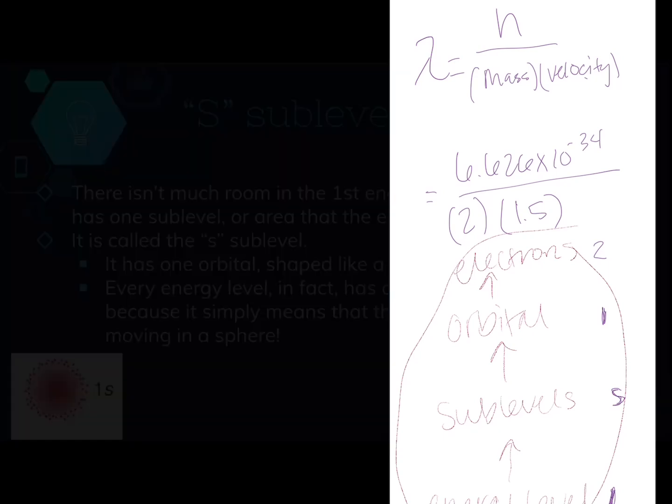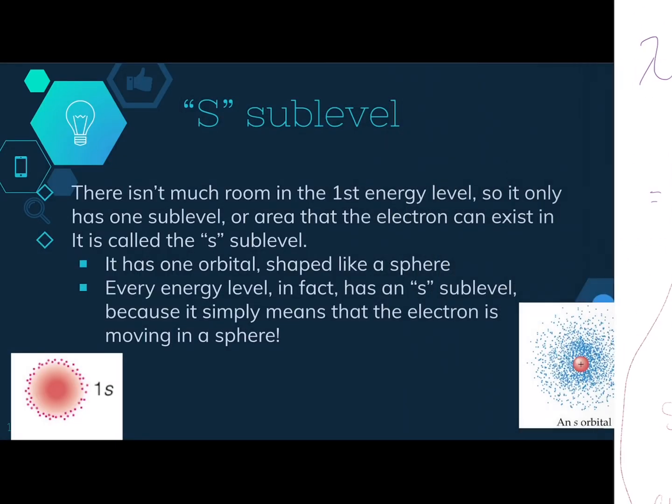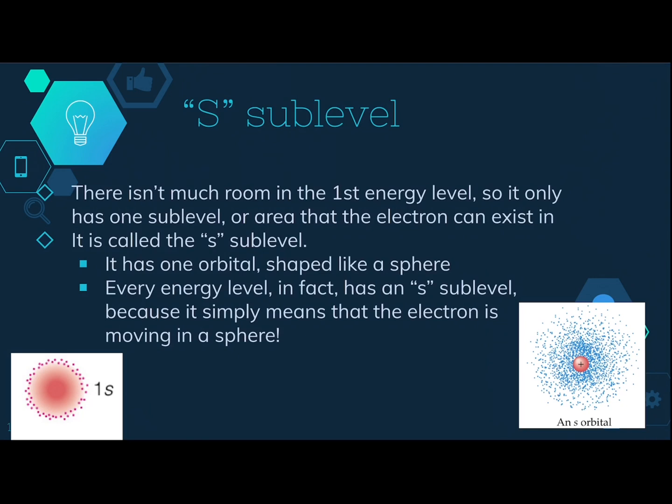Okay. All right. Let's go back. This orbital is shaped like a sphere, so a circular shape. Each energy level actually has that S sublevel, but our first energy level only has the S sublevel. It means that the electron is moving in a sphere.